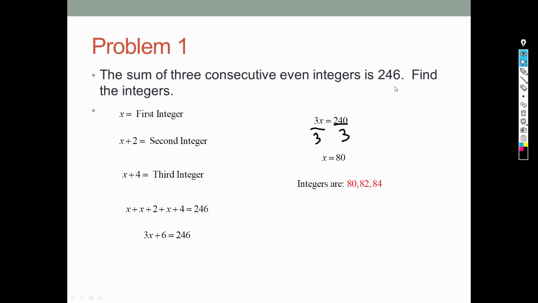80 plus 82 plus 84 will give me 246. But you could have gotten the answer without setting up this equation and just doing trial and error and finding the 3. Pick one and then add 2 to that and then add 2 to that and get the combination that gives you 246 when you add them.